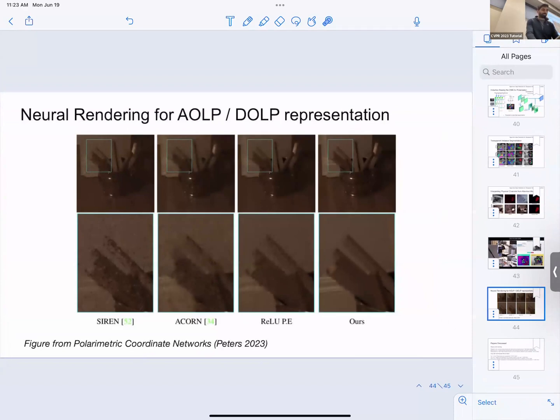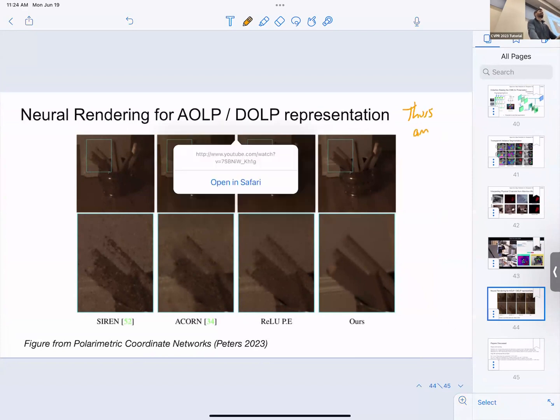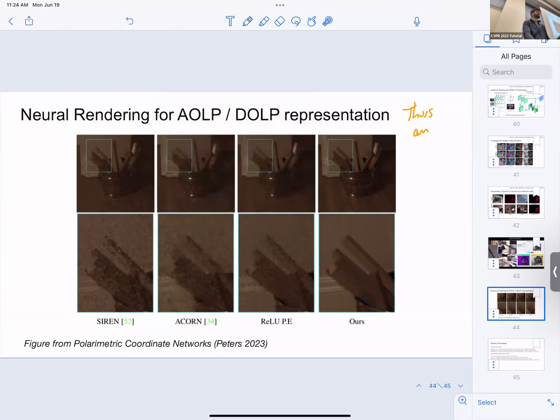So this paper will be discussed Thursday, I think morning. And in this paper, it's an overfit. So basically, it's like Siren or NeRF, where you're not learning generalization. You are overfitting to one particular image. You're given this image of this kind of pot with sticks in it, and you want to represent that image as accurately as possible.